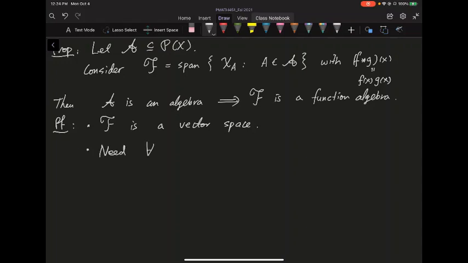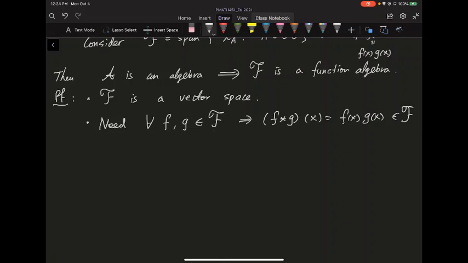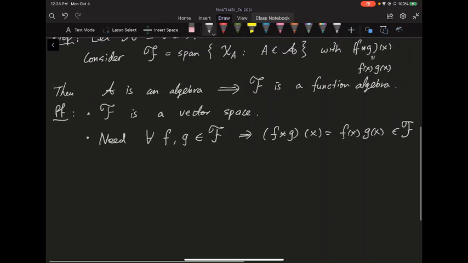For every two elements, let's say f and g contained in this curly F, their pointwise multiplication is f times g. Let me remind you, this is simply defined as f(x) g(x). This is also inside F. To show this, because it's a linear span, I'm not taking any closure, so this is really just a finite linear combination. So each of them can be written as a finite linear combination.